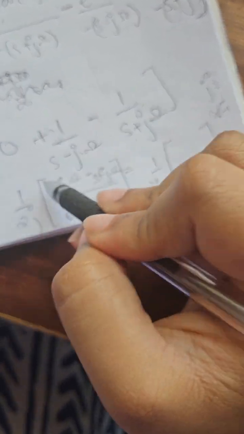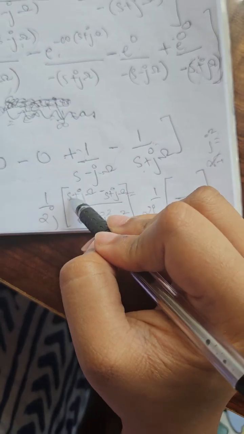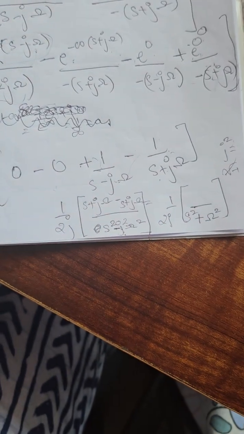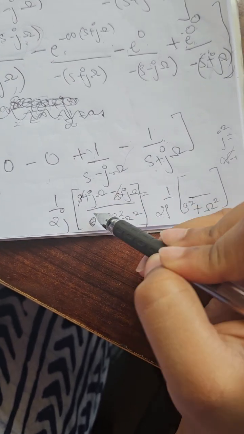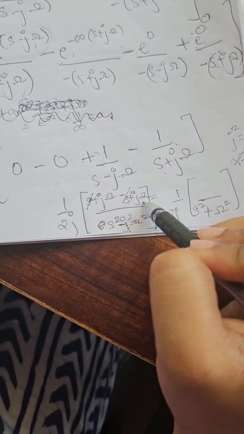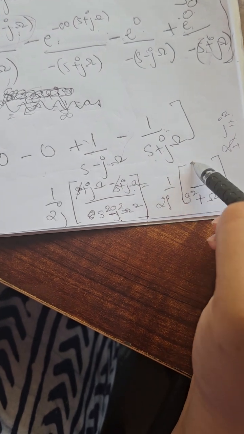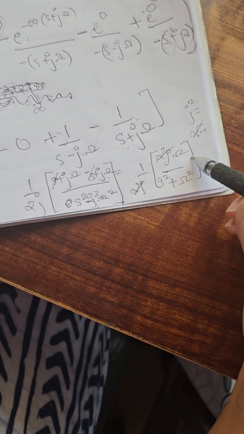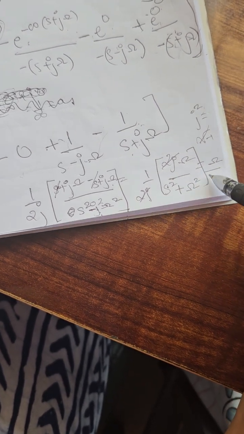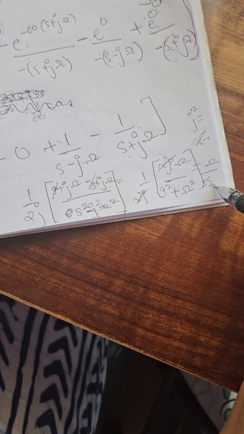And on the top, I can just directly do this here. I'm sorry if the camera is not clear. Okay. s minus s, that goes. j omega plus j omega, that's 2j omega. 2j and 2j get cancelled. And your final answer is omega upon s square plus omega square. I'm so sorry, that's not written well.